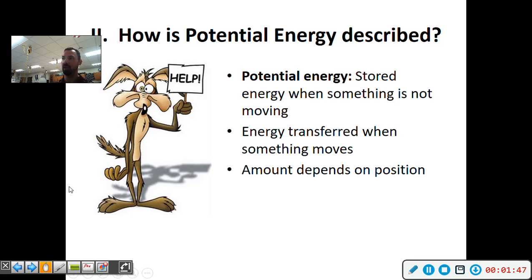Potential energy is stored energy when something is not moving. Energy is transferred when something begins to move. This depends on the position above the Earth's surface, because again, gravity is going to be the driver most of the time for this. There are other examples of potential energy, which I'll show you in a moment, which aren't really gravity induced but work in a different way.